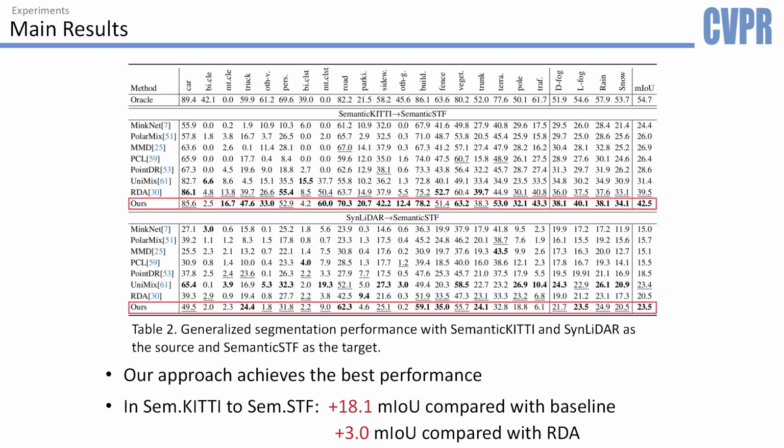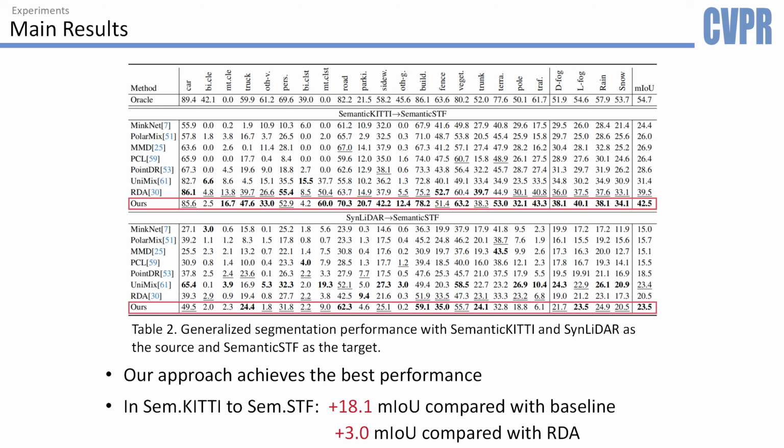We conduct main experiments under two domain generalization settings, SemanticKITTI to SemanticSTF, and SynLiDAR to SemanticSTF. SemanticKITTI is a commonly used normal weather dataset. SynLiDAR is a synthetic point cloud dataset. SemanticSTF is a real-world adverse weather dataset, which has 250 scans for evaluation.